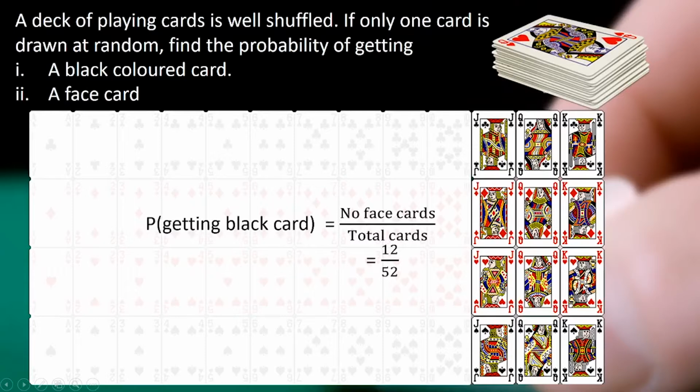So probability of getting a face card, not a black card, a face card, is number of face cards upon total number of cards. So 12 upon 52. Again, you need to divide it to a smaller fraction and that's it.